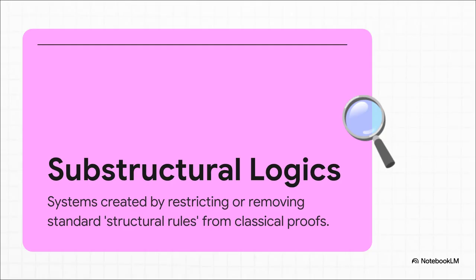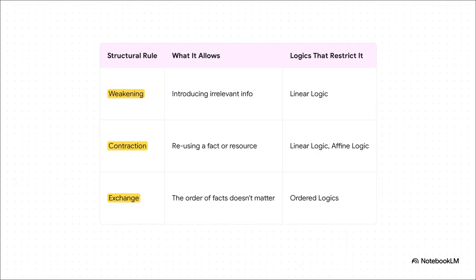So how do you even build such a strange logic? Well, what's so cool is that it's a process of subtraction, not addition. Proof theorists start with a standard, classical logic framework, and then they very carefully remove or restrict some of the basic rules that we usually just take for granted. This table is basically the recipe book. You can create whole new logical systems just by removing rules.